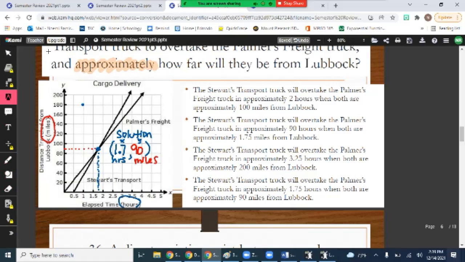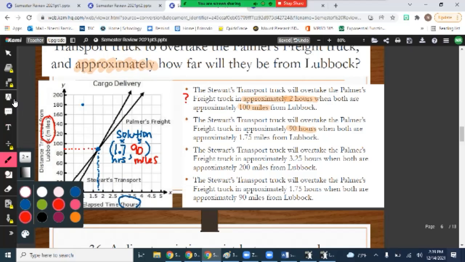Now I can check my answers, okay? Let's look at the first answer choice. It says that it will go approximately 2 hours. Because of that word approximately, I know that 1.7 is close to 2, so I can't knock that one out. 100 miles also close to 2. So I'm going to give this one a maybe. All right. Let's look at the next one. 90 hours. Not it. Definitely not it. Nowhere close to 90 hours. You don't even see 90 hours on the graph.